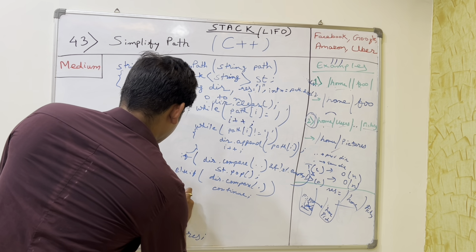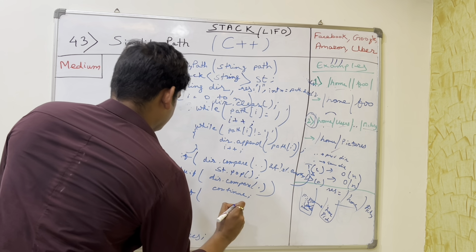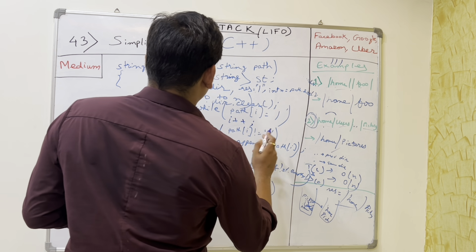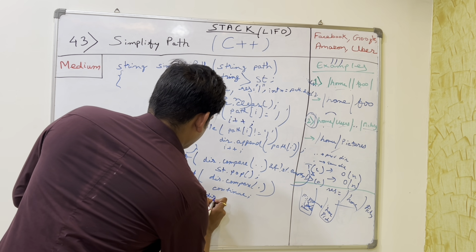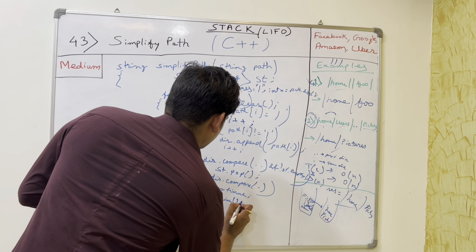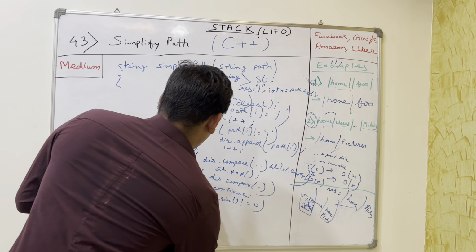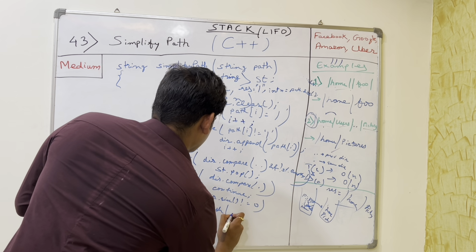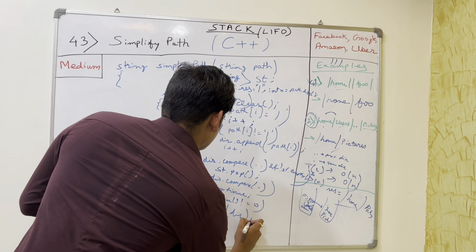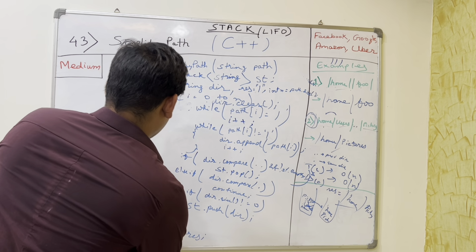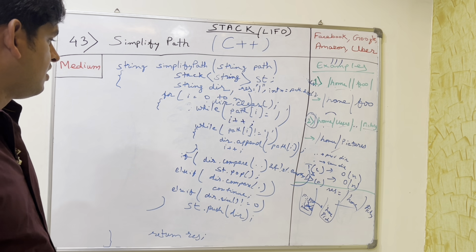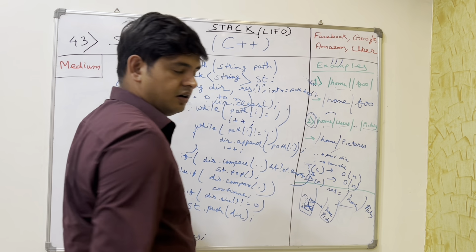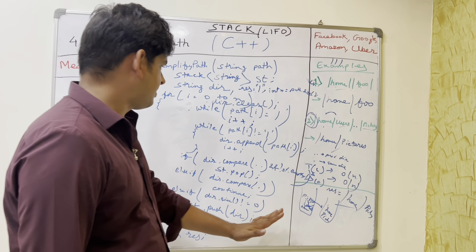Else if directory dot size is not equal to 0, then what do? We push the element directly into the stack, okay? So this is done. So now we have our stack with the directories.